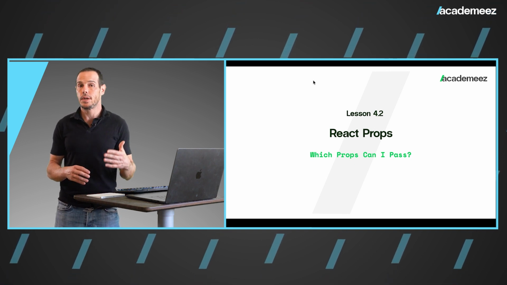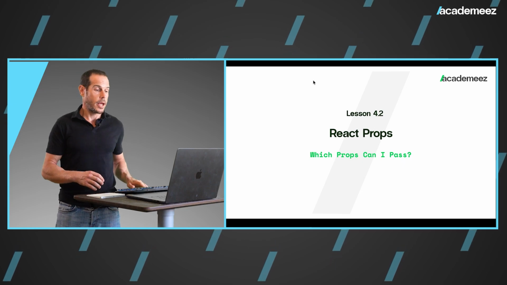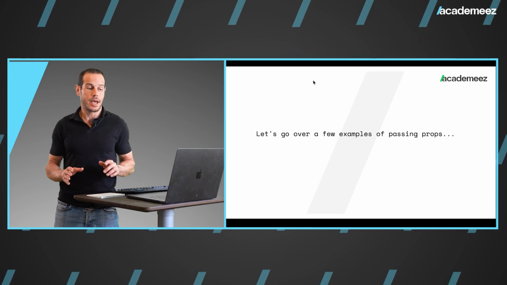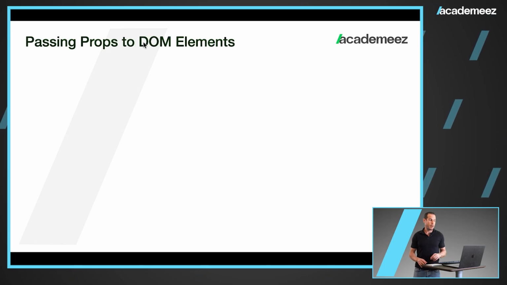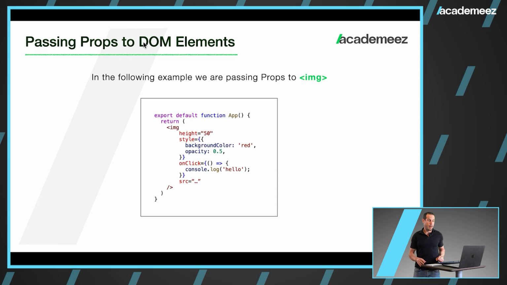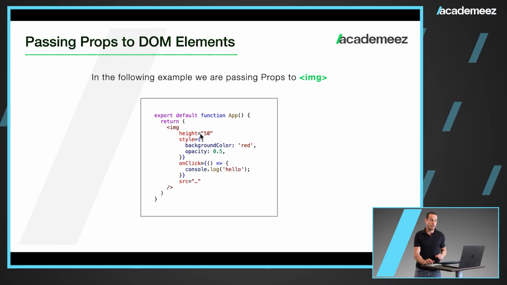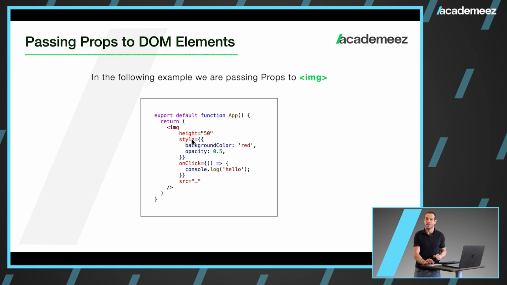We're going to talk a little bit also about TypeScript, and we are going to start with a few examples of passing props. The first example is passing props to DOM elements. So in this example, in a React component, we are creating an image and we are passing props to that image.